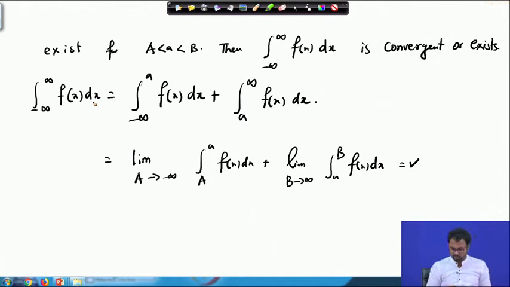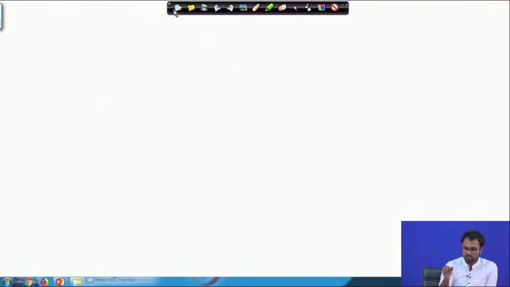Now, let us evaluate an example. So, we have given a few definitions, and now we are going to work out a few examples. So, let us go to a new page. Example. Sometimes I am not good at keeping track of the examples, so I will just write ex.